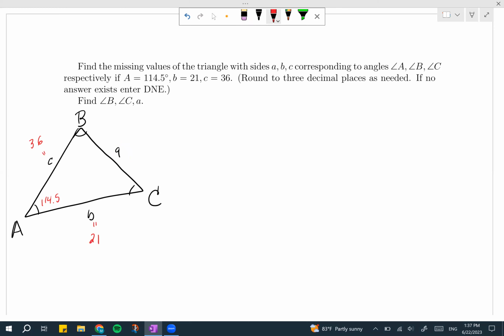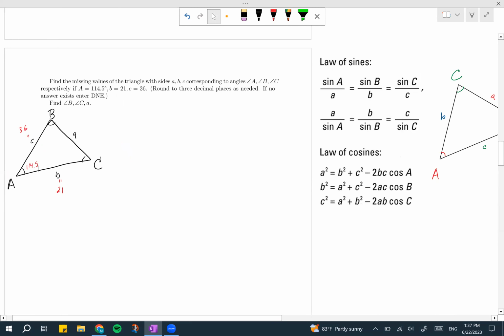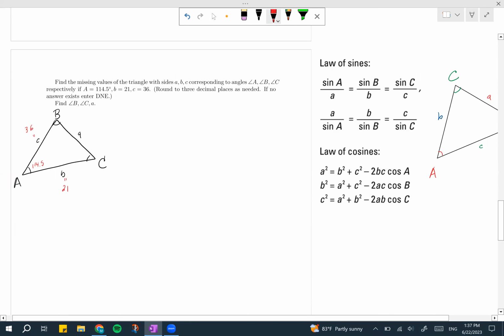So whenever I can't use the law of sines, I have to use the law of cosines. I'm going to zoom out just a little bit. Now, the law of cosines lets me find one side if I have everything else that I need. So side B, we have, side C, we have, and we have big A. So I can find little a. So I'm going to use that. This says a squared equals b squared plus c squared minus bc cosine of big A.